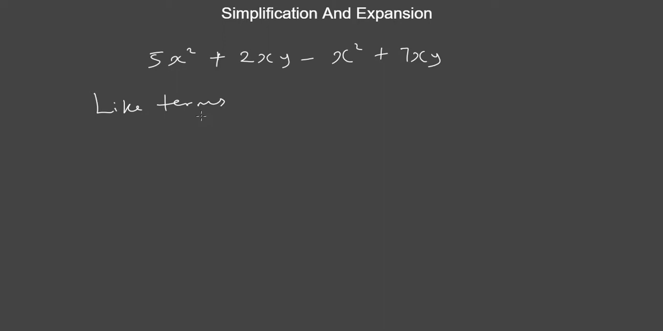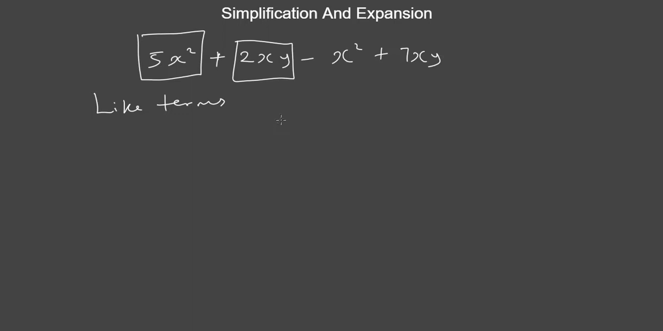We've talked about terms earlier, and each of these is a term. This is a term, this is a term, and so on. What are like terms? Two terms are like terms, in other words alike, if they have the same variable and each of their variables has the same exponent. So two terms are said to be alike when they have exactly the same variables and the exponents of their variables are the same.